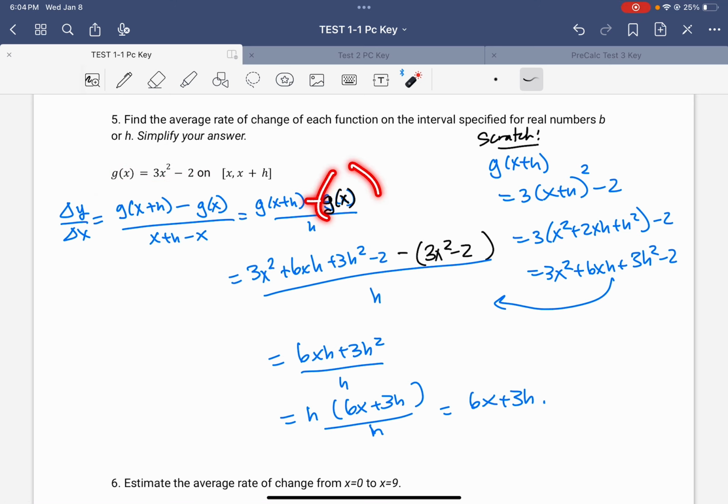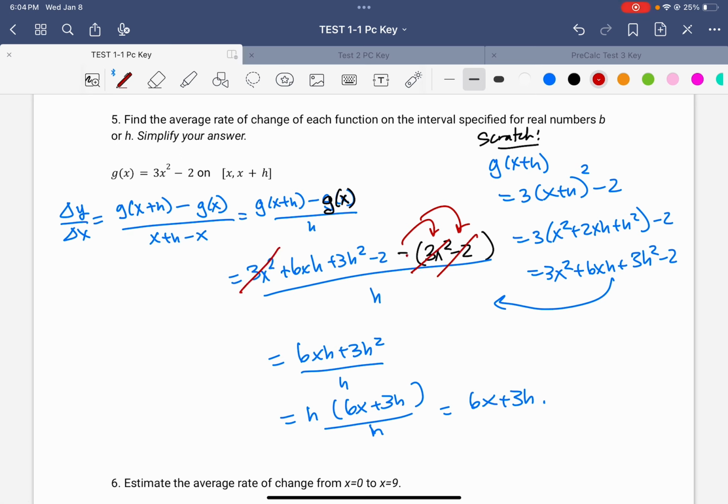But make sure that I'm subtracting all of this. So I subtract everything. So I put that in parentheses. So then make sure that you're very careful and you distribute this negative. So when you do, that means that minus 3x squared and 3x squared cancel out.